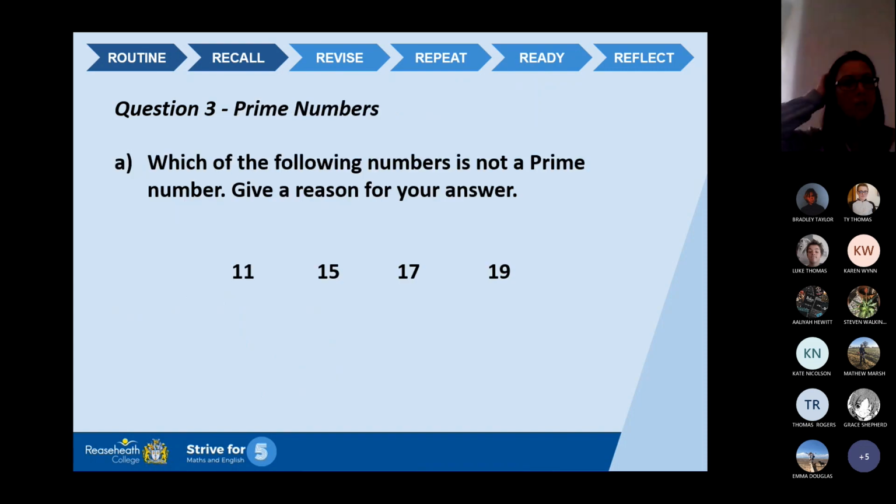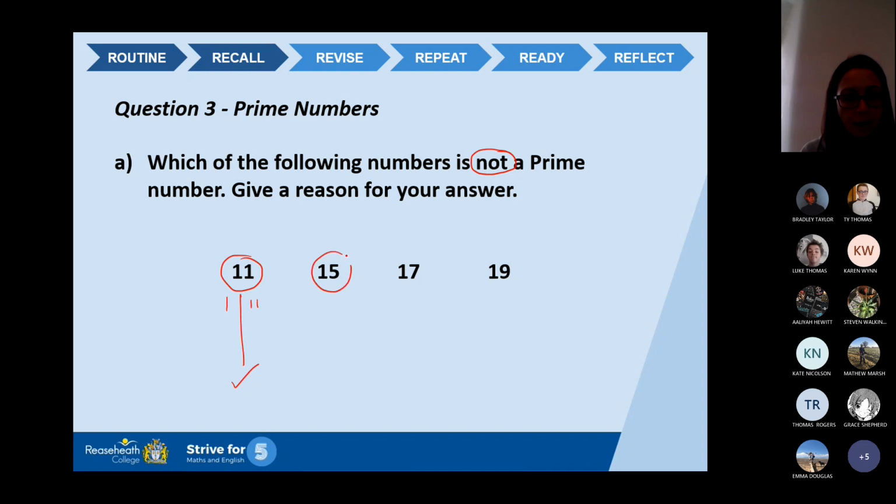So next, which of the following numbers is not a prime? So we want not a prime. Now, a prime number is a number that's not in anybody else's times table. It doesn't appear in any times tables. So we have to go through our times tables and think, does 11 appear in any times table? Does 11 have any factors? It's only got 1 and 11. It doesn't appear in any times tables. It's got 2 factors, so 11 is prime.